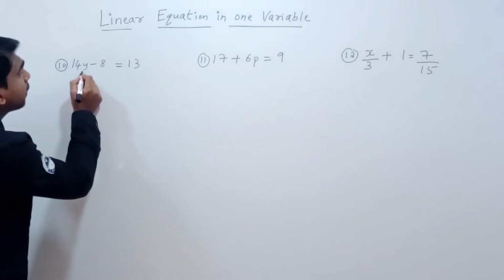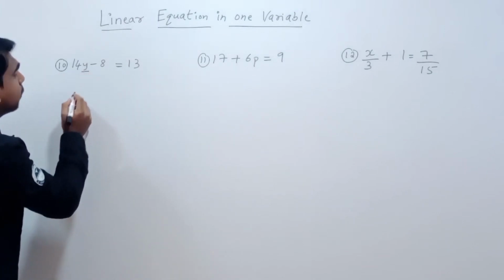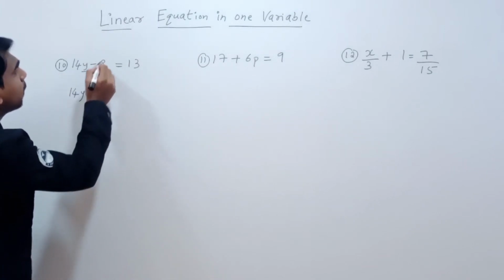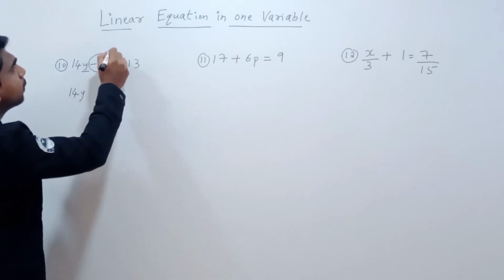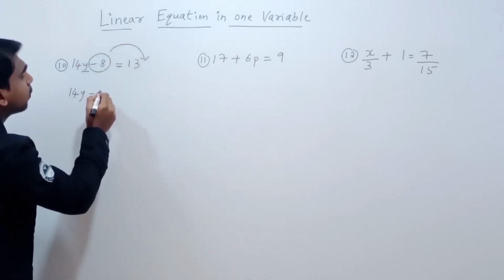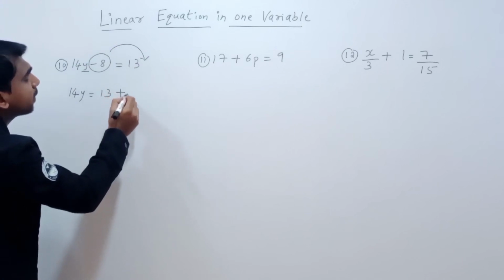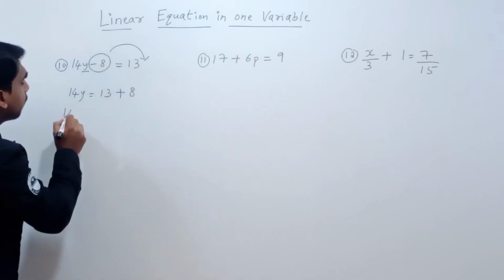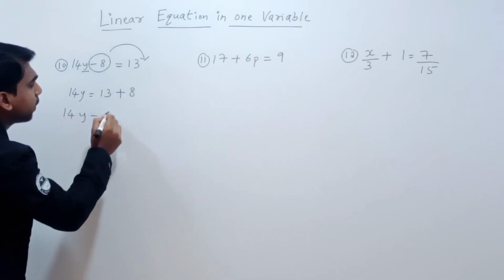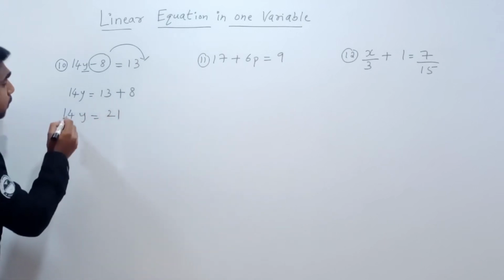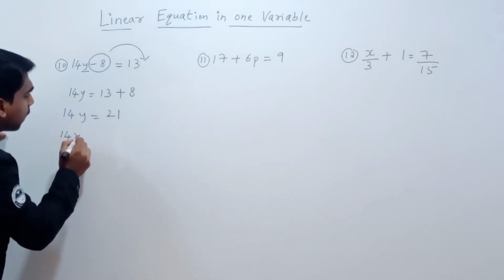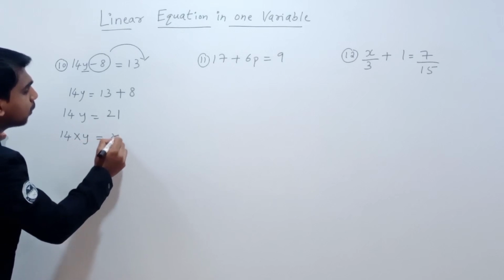Tenth question. Here we have to find the y value. So now first we will move the minus value to the right side. Then minus 8 will become plus 8. Now 14y is equal to 13 plus 8, which is 21. Now 14y means nothing but 14 into y, which is equal to 21.